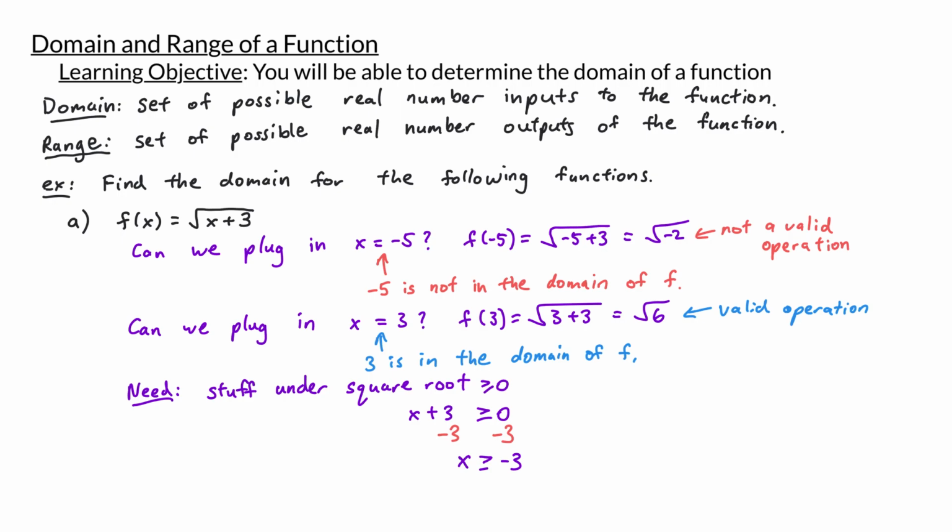Let's illustrate these x values on a number line, and then we'll be able to write down the domain in interval notation. So on the number line, let's place -3, and what we're interested in is -3 and all x values to the right of it. So in interval notation, the domain of our function is -3 to infinity, including -3. Let's take a look at an example with another function.